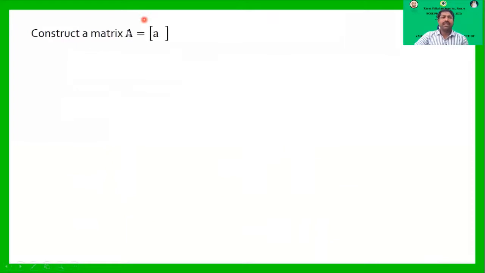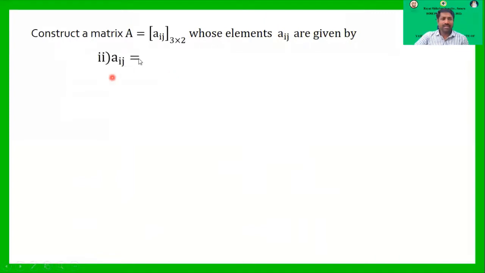Now we will see some examples. Construct a matrix A equal to Aij of order 3 by 2, whose elements Aij are given by Aij is equal to i minus 3j. So we have to construct the matrix A, Aij of order 3 by 2, which means it has 6 elements, and each element is given by the formula Aij is equal to i minus 3j. There is a condition on the suffixes of Aij. Now the solution.